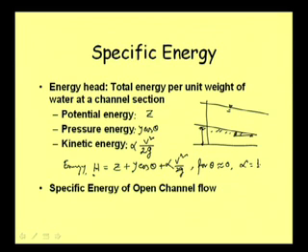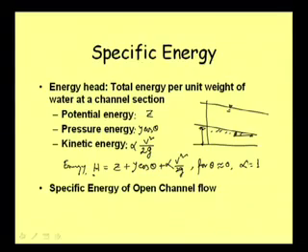That means, by alpha equal to 1, what we mean is that the velocity variation within the cross section is very minimal, very small, and as such we can consider alpha to be equal to 1, that is, the velocity coefficient is not that significant. In that case we can write this as Z plus Y plus V square by twice G.